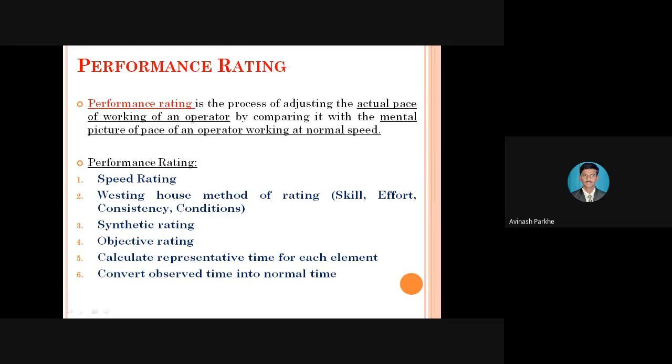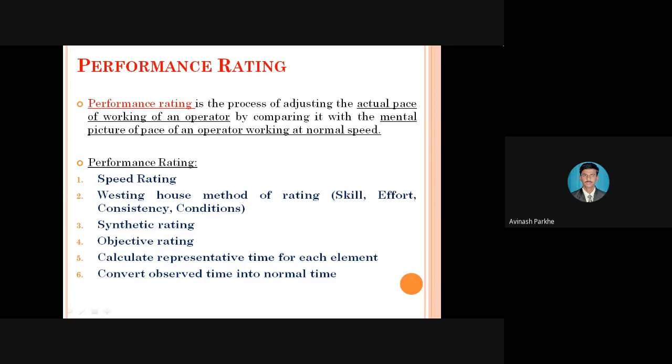Here the performance rating is the process of assessing the actual pace of working of an operator. So what is meant by actual pace? Pace means the speed of that particular operator. Whenever we are operating any type of machine, we perform many operations one after another. Maybe we perform a drilling operation, and once drilling is over, immediately we go for the boring operation, and then another operation. Whatever time is required depends upon the speed of that particular operator, at which speed the operator is working.